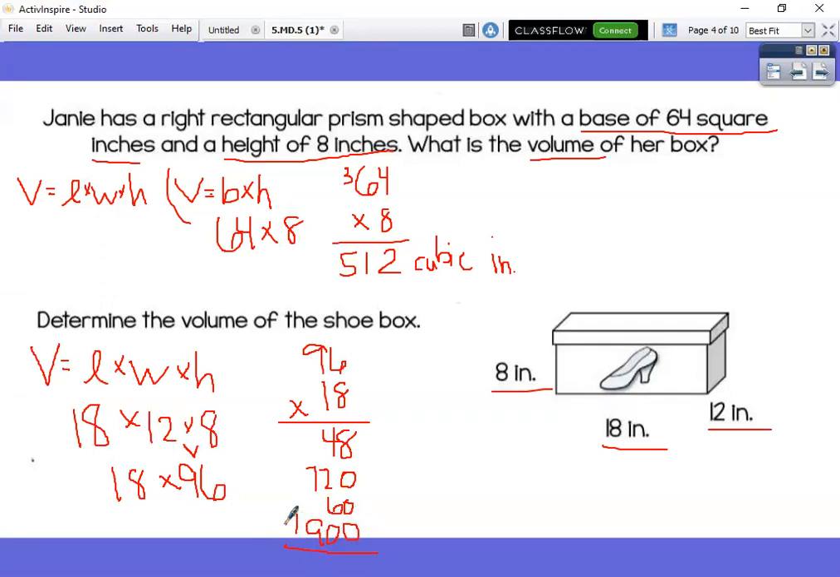Now all I have to do is add. That gives me 8. I know that 4 plus 6 is 10, plus 2 equals 12. 1 plus 7 is 8, plus 9 is 17. So the volume of this shoebox would be 1,728 cubic inches.